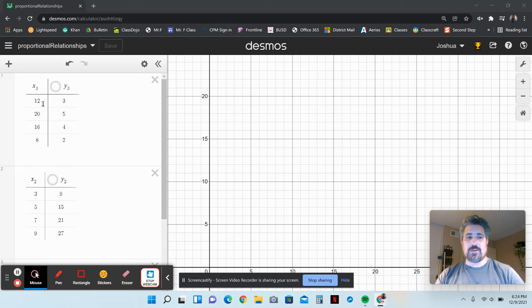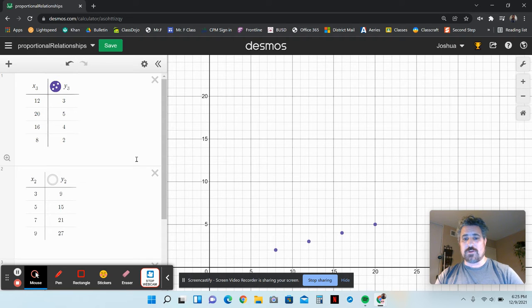If you simplify 3/12, divide top and bottom by 3, you're going to get 1/4. If you simplify 5/20, you're going to get 1/4. If you simplify 4/16, you're going to get 1/4. If you simplify 2/8, you're going to get 1/4. So in all of the situations here, the ratio is always 1/4. So this is a proportional relationship.